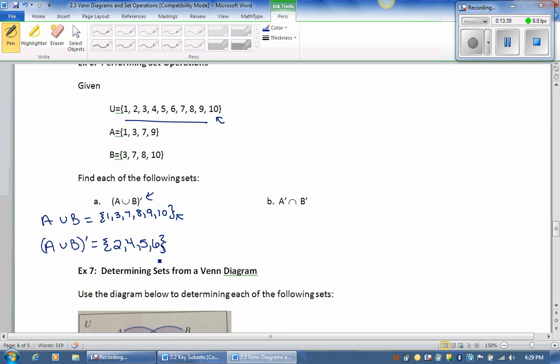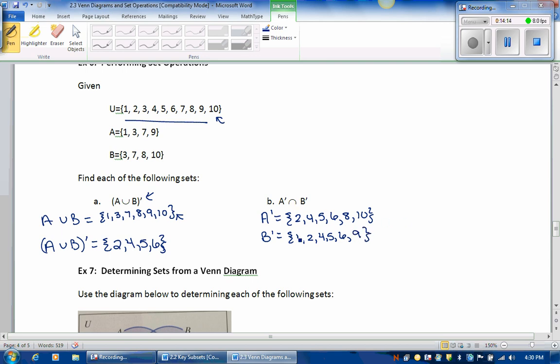All right, so A complement intersect B complement. I've got to find the complement of A to start. So I've got 1, 3, 7, 9. The complement is going to be everything in here that's not here. So 2, 4, 5, 6, 8, and 10. B complement, same thing, everything that's not here: 1, 2, 3 is there, 4, 5, 6, 7 is there, 8 is there, 9.